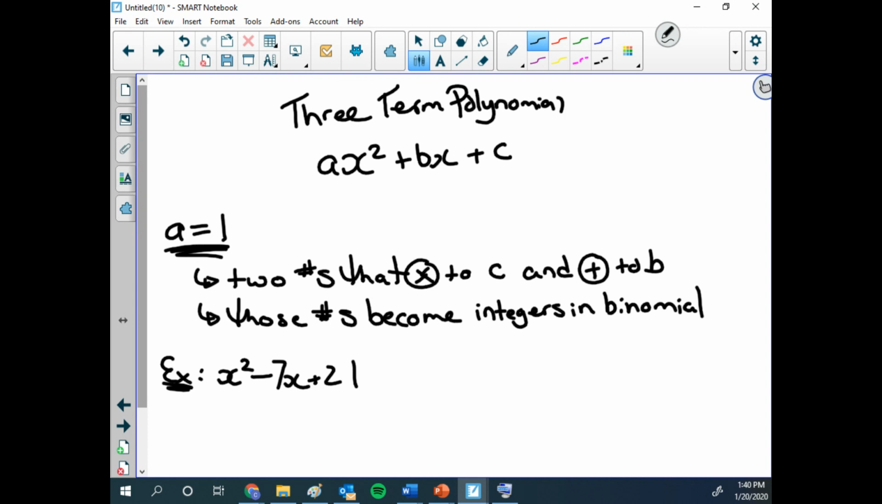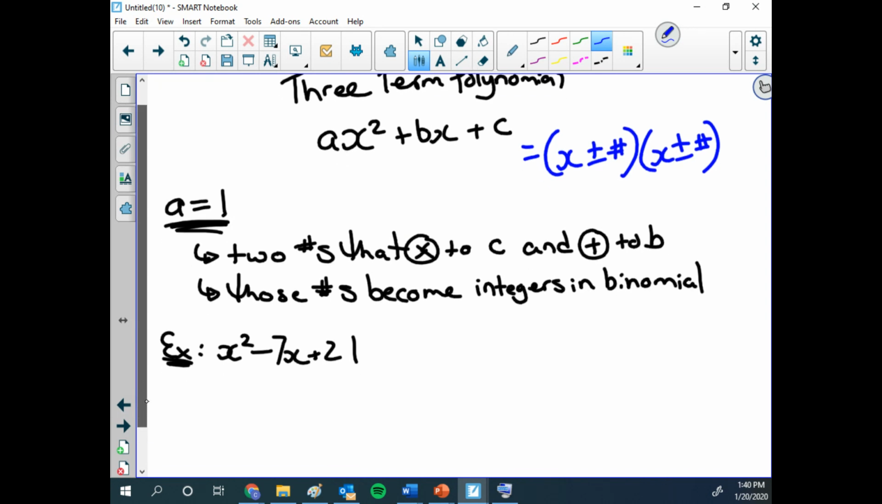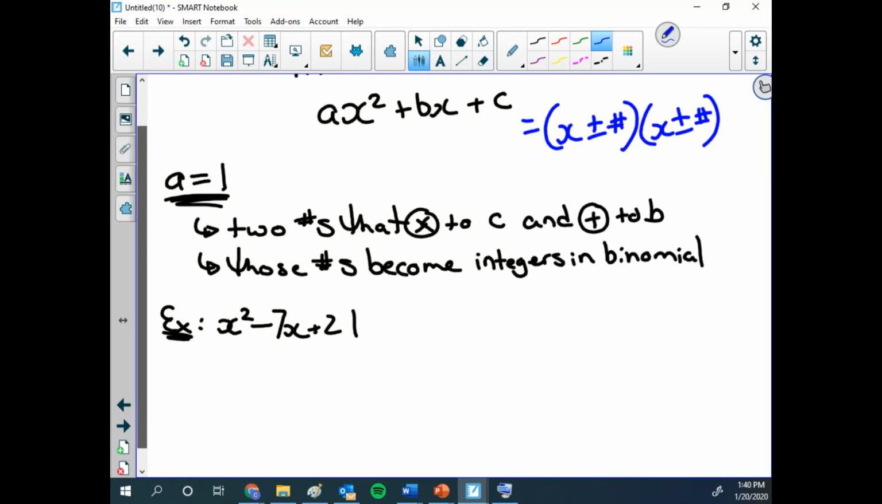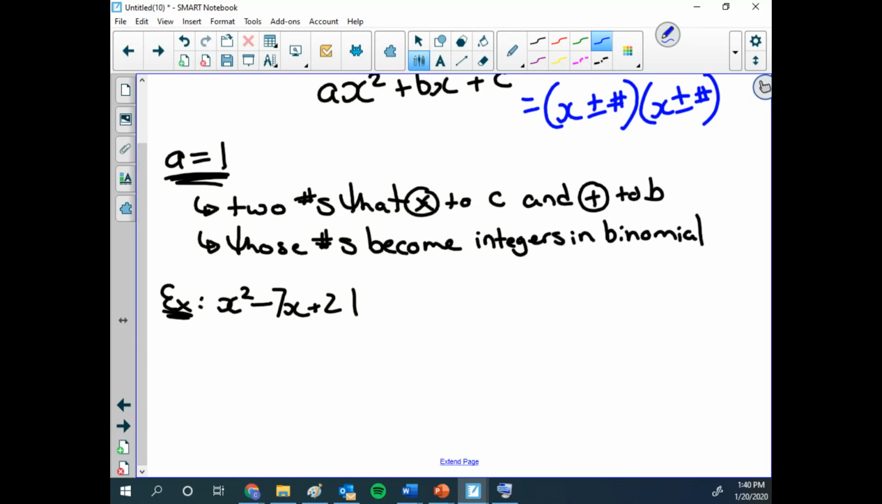Right, so what I'm trying to do is I'm trying to make this become some binomial. x plus or minus some number and x plus or minus some number. What I want to go figure out is what are those numbers? And so if I'm using this where a is equal to 1, I'm looking for two numbers that multiply to c and add to b, and those are going to become the integers in my binomial.